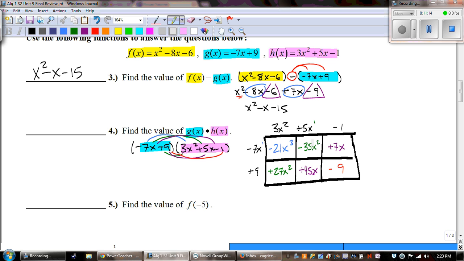Now, the next step would be to combine your like terms, and then you can write your final answer. So why don't you guys go ahead and try to do that? So you should have gotten negative 21x cubed minus 8x squared plus 52x minus 9. I know that line was kind of hard to write all that stuff.